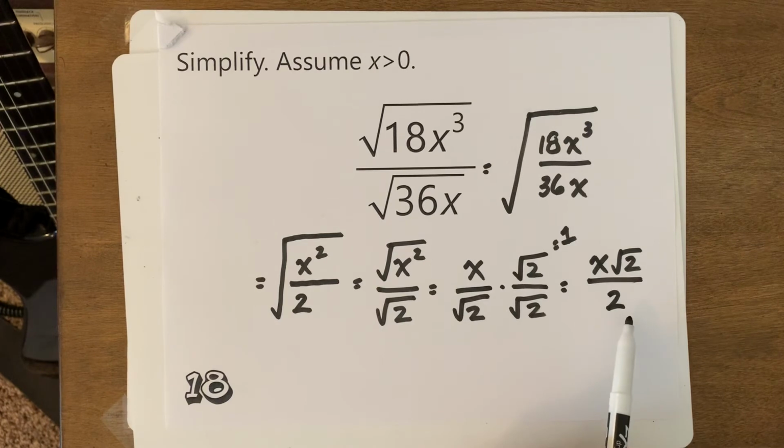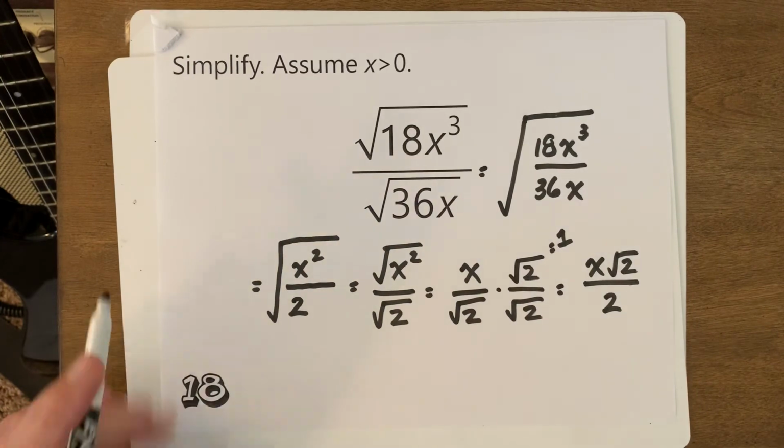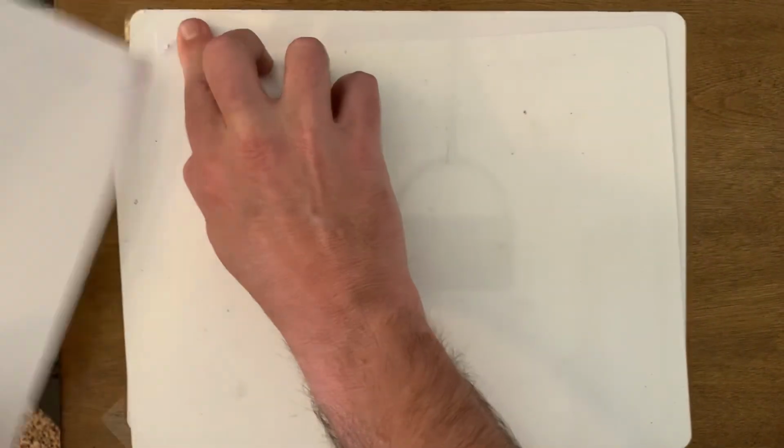However, on the ACT, a lot of times they do leave the denominator as a square root in their answers. But in all of your other classes, you're going to want to do this little procedure here, and that's called rationalizing the denominator. So x root 2 over 2 is really the answer that we're looking for on this one. All right.